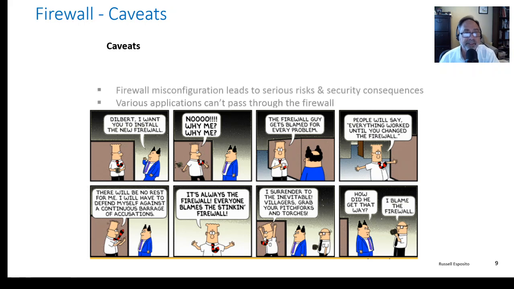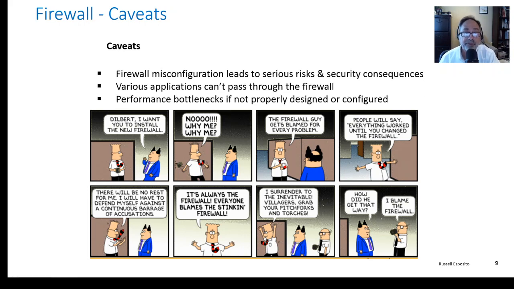I sort of got a kick out of this. A misconfiguration of the firewall can create havoc in terms of security consequences, but it could also create internal problems where sites you want to get to, you can't reach. Sites that you're supposed to reach you can't reach you. There can be performance bottlenecks. So here the manager is giving Dilbert the opportunity to install the new firewall, and he says, they get blamed for everything, which is really the truth in terms of what happens. But you can read this at your leisure.